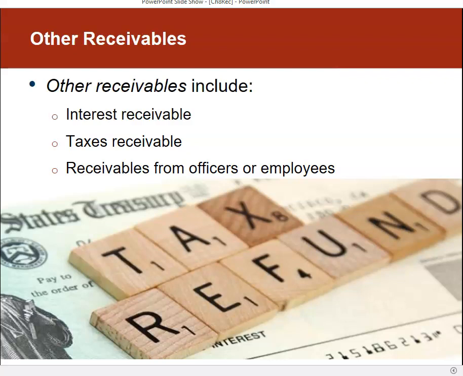We also have a few examples here of some other types of receivables. When you file your taxes, let's say that you graduate college and you go out and get a job, and over the course of the year you have withheld from your paycheck $5,000 in federal income tax, and you do your tax return at the beginning of the next year, and you really should have only paid the government, say, $4,500.